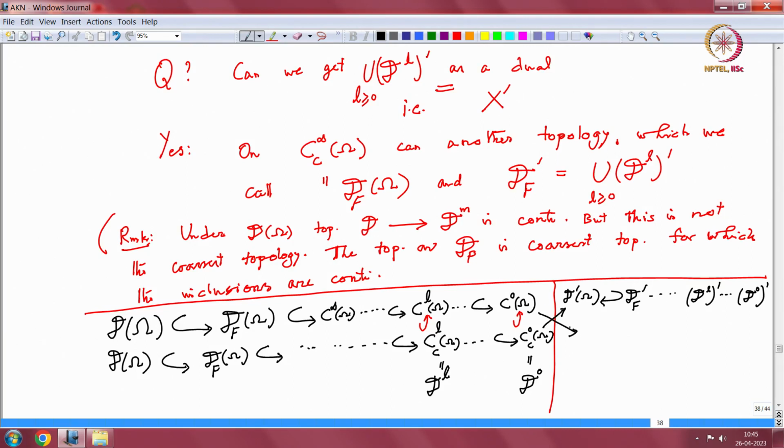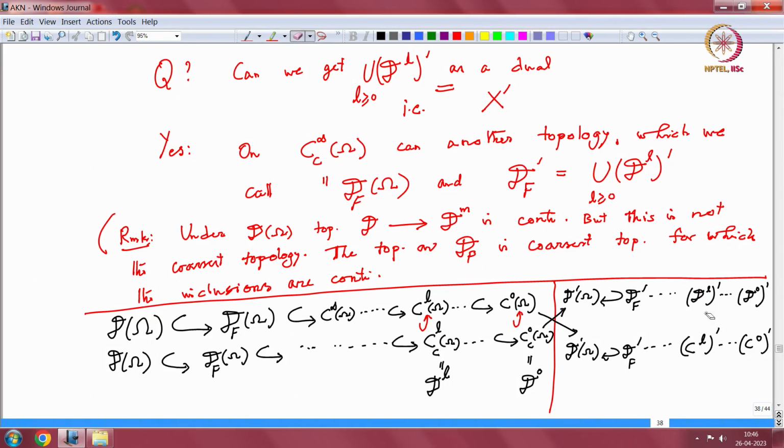If I take my dual there, I get D prime of omega, and then D_F prime of omega, and if I go like that, I get my C^L without compact support dual, and C^0 dual. So, you have all the inclusions here. The C^L contains this one, so D_L prime will be bigger. Let me write that in color. Is that correct? This is C_c^L, so that is not the correct one.